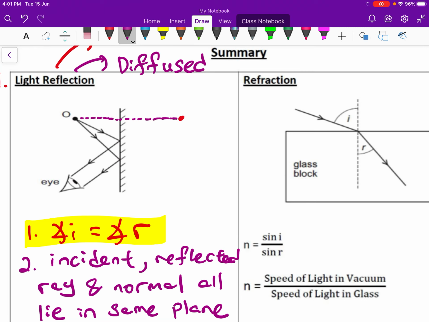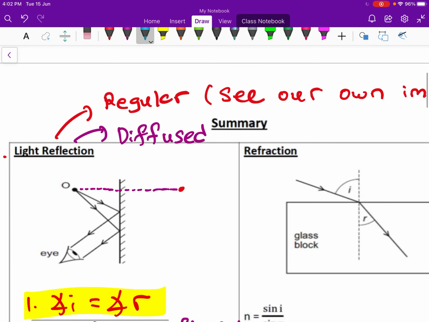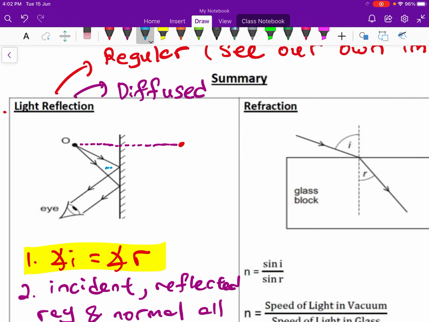Then you draw two light rays from the object and draw two normals right here. Last but not least, you draw two dotted lines from the image. Make sure that the two dotted lines are in a straight line with these two lines. Now we have completed our ray diagram.